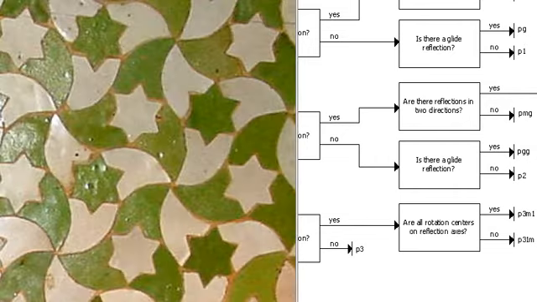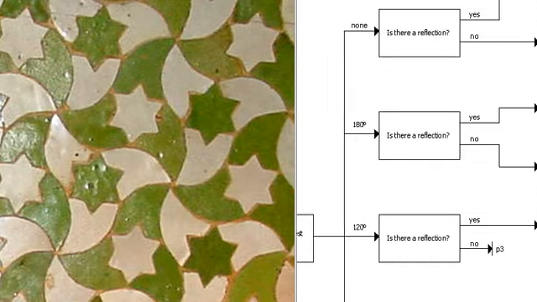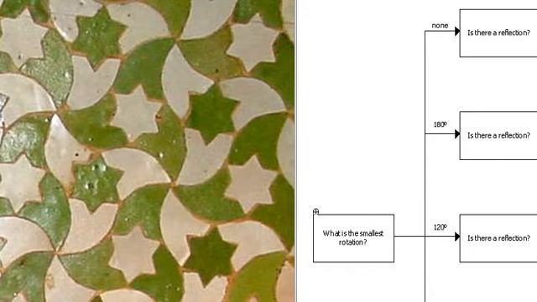Let's try another one. This is actually a photograph I took in this restaurant called La Souque on Avenue B. They have fantastic tilings over there, and I saw this one and couldn't help but bring it to your attention. Yeah, it's cool. So I wonder if we could figure out the symmetry pattern of this tiling. Let's answer the first question. What is the smallest rotation?